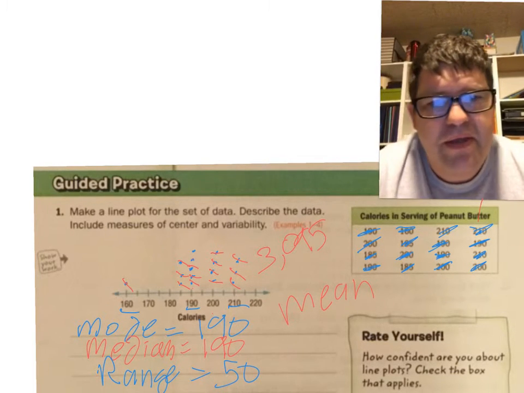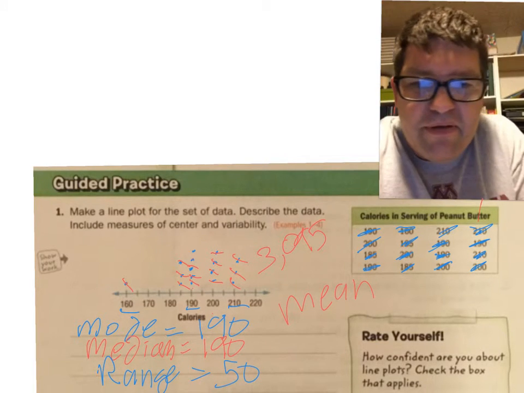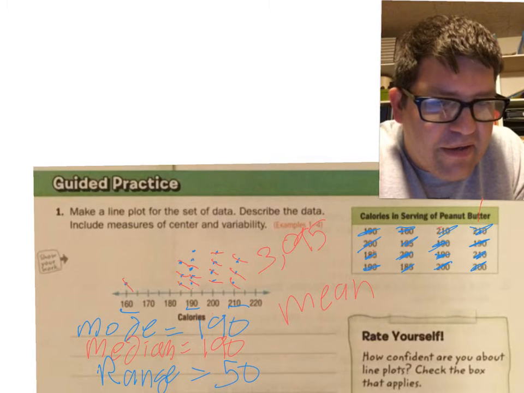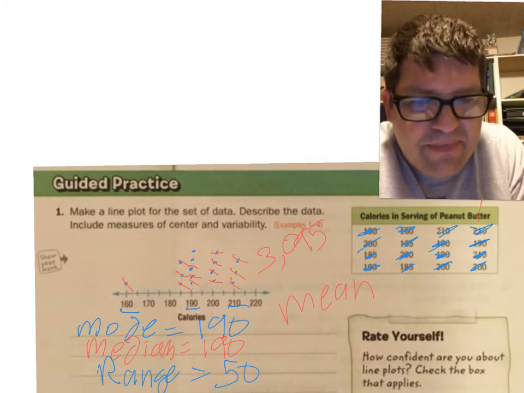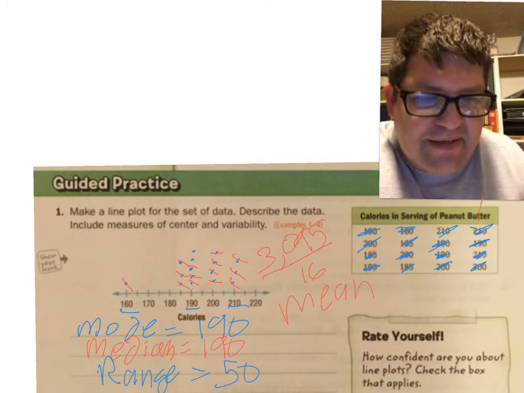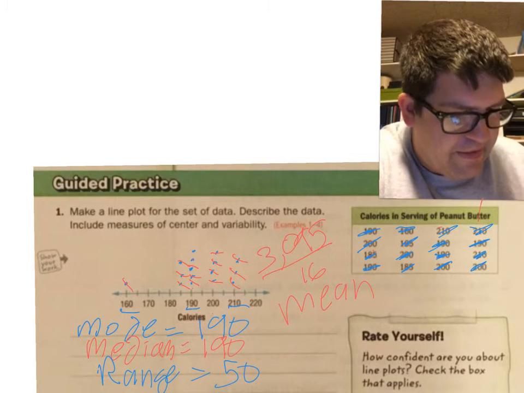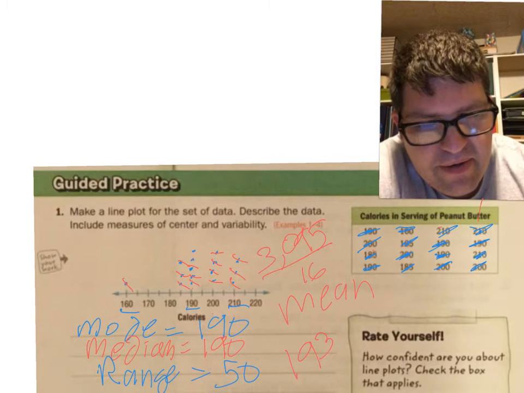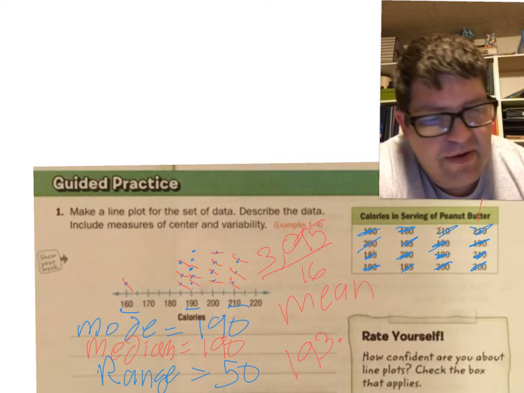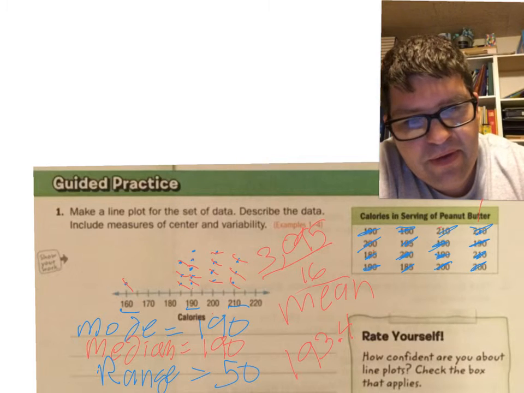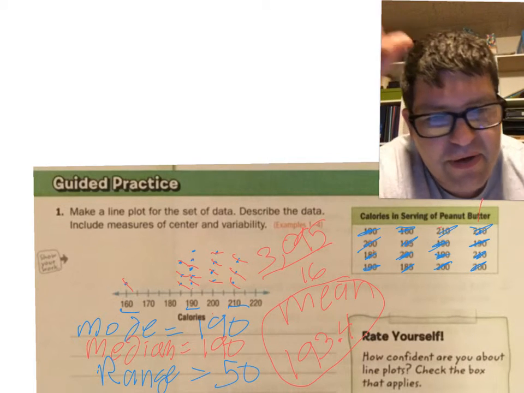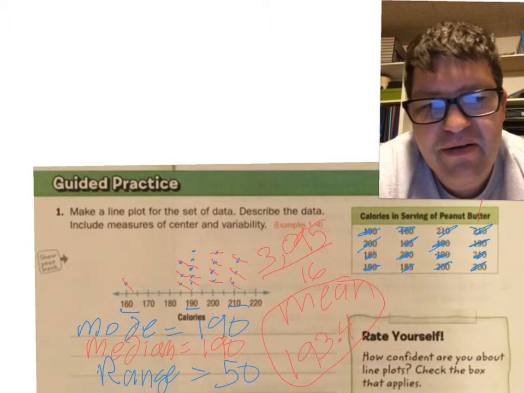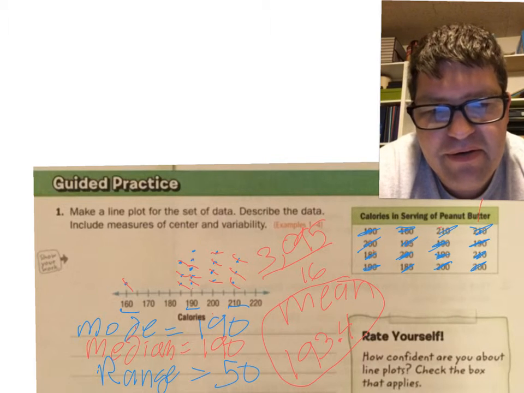So all of these together equal 3,095. Now, how many do I have? 1, 2, 3, 4, 5, 6, 7, 8, 9, 10, 11, 12, 13, 14, 15, 16. So I take that divided by 16, and let's see what we get. We get 193, and I'm going to take it to the nearest tenth, 193.4. So my mean is 193.4, which for an average looks like it works with the mode and the median. They're all about 190, and the range is 50.